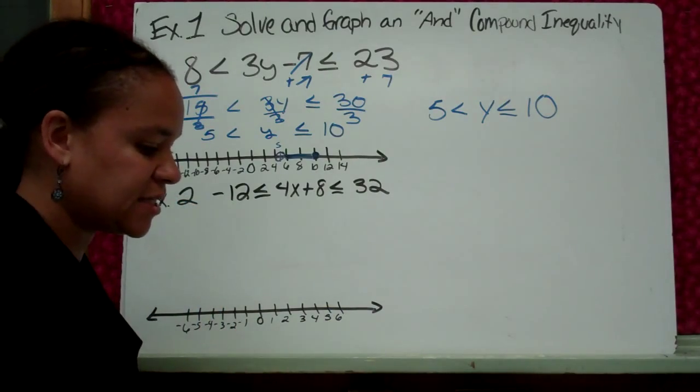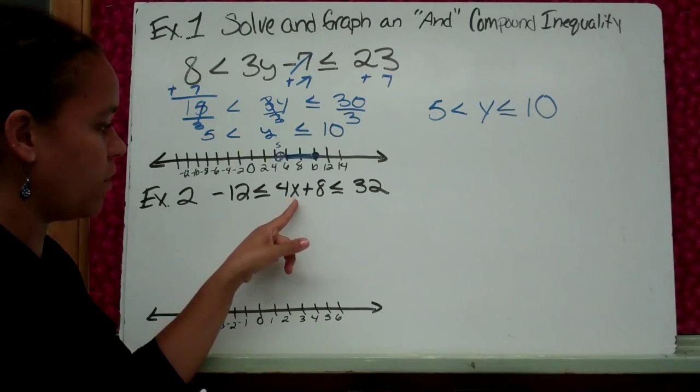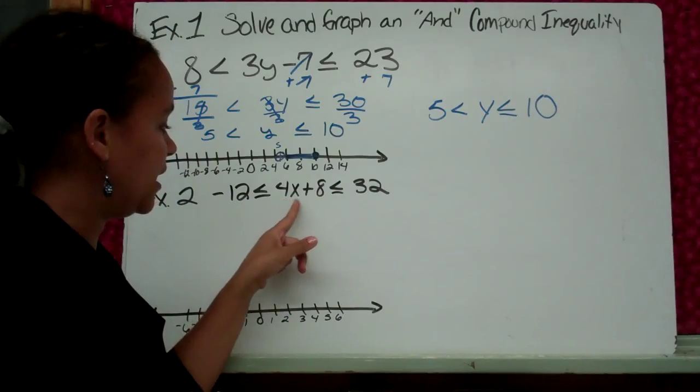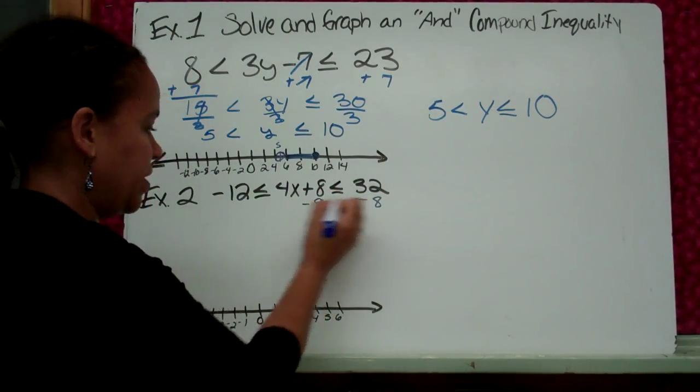All right, let's look at the next example. Example 2: negative 12 less than or equal to 4x plus 8, which is less than or equal to 32. So we want to get x by itself. We need to first subtract 8 from all three sides.